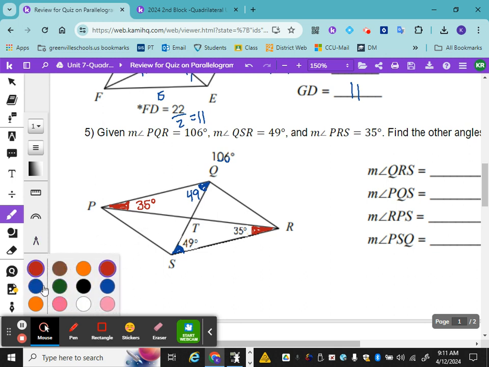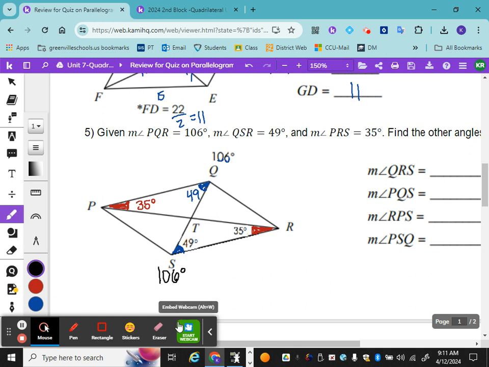Now, if this is 106, S has to be 106. All of S, all of it put together, is 106. Opposite angles are congruent. And these two consecutive angles have to add to 180. So 180 minus 106 is 74. So this is 74 because 74 plus 106 is 180. And so this is 74.